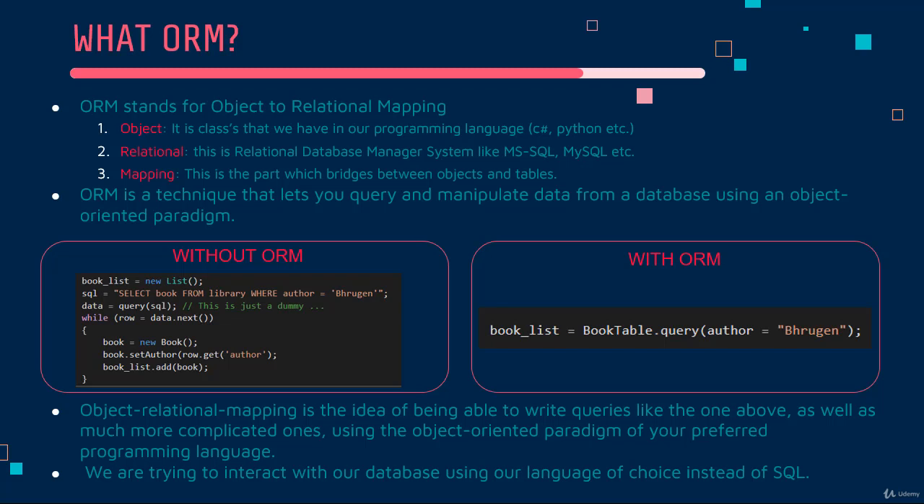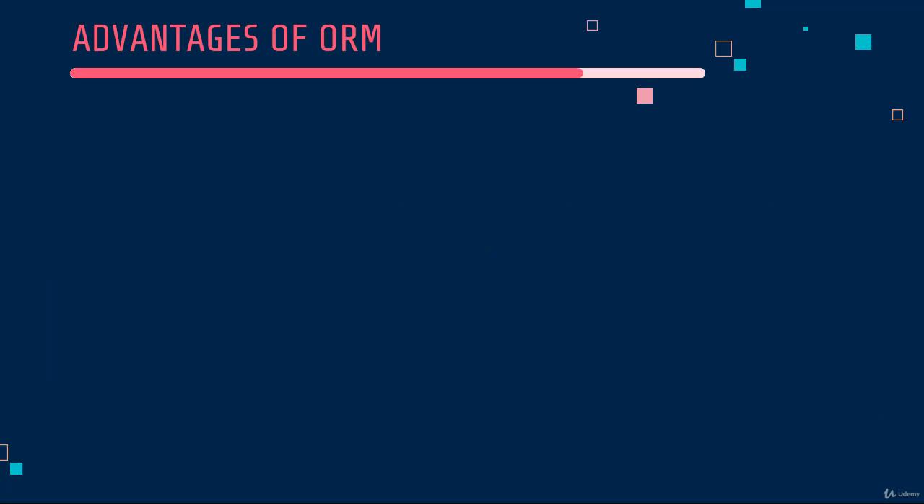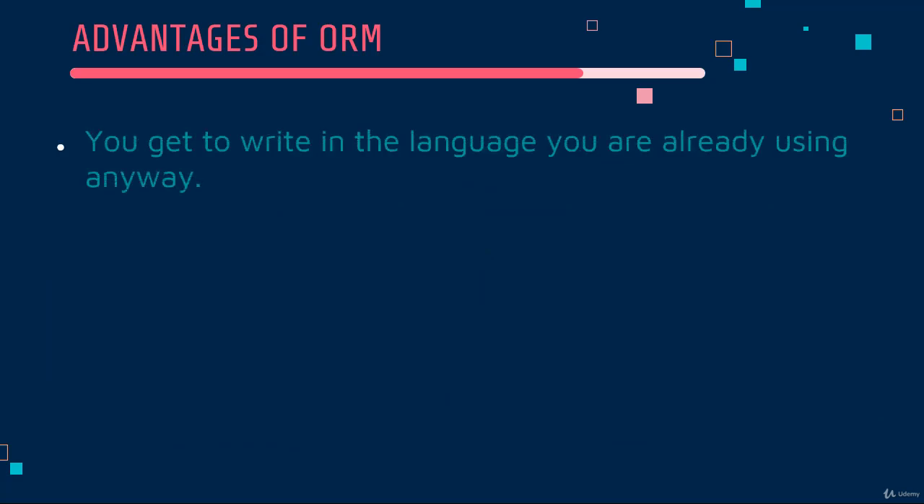We can use the same language we know and love and also abstract away some of the complexities of interfacing with the database. That being said, let's also take a look at a few of the advantages of ORM. You get to write in the language that you are already using right now. SQL is a ridiculously powerful language, but most of us don't write in it often.